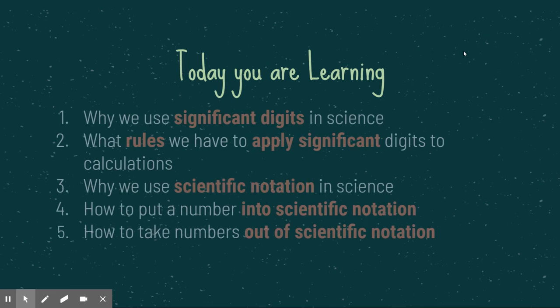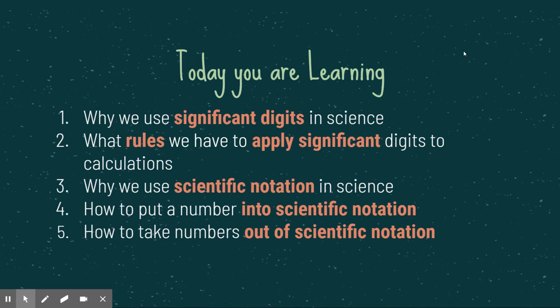So our goals for today are understanding what significant digits in science are, what rules we have when we apply significant digits to things like calculations, how we use something called scientific notation, how we put a number into scientific notation, and how we take a number out of scientific notation.